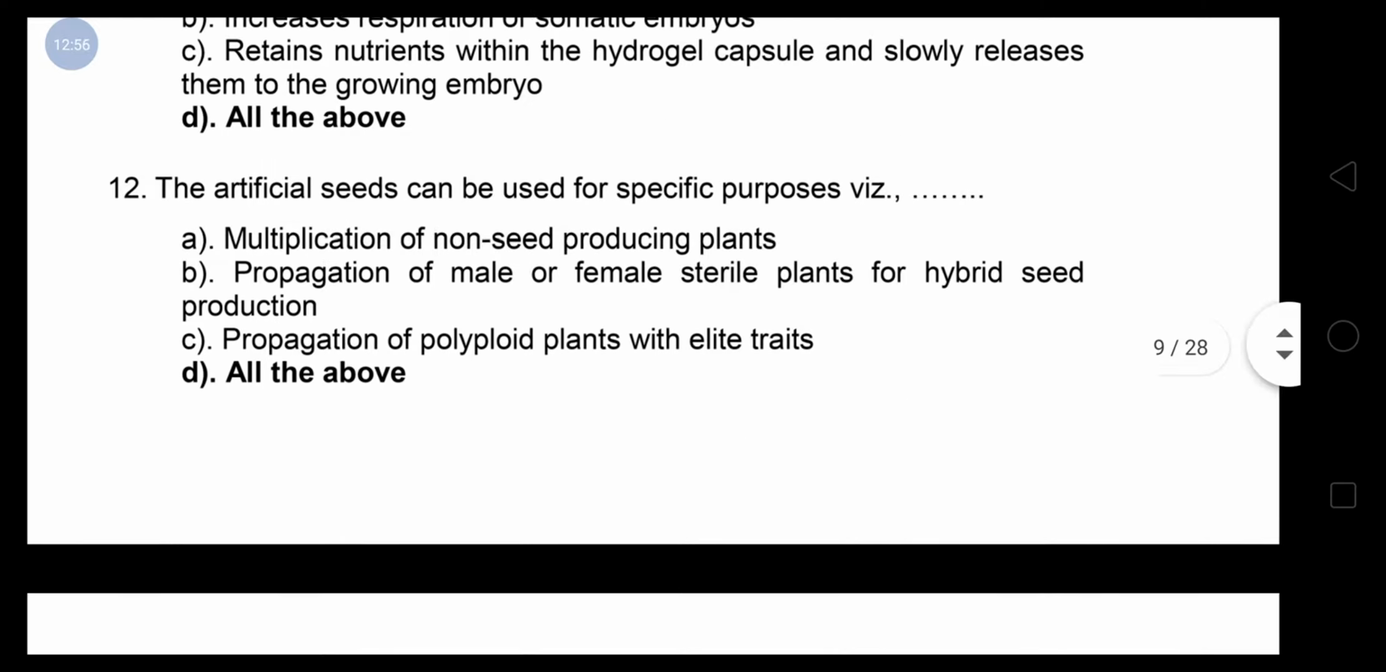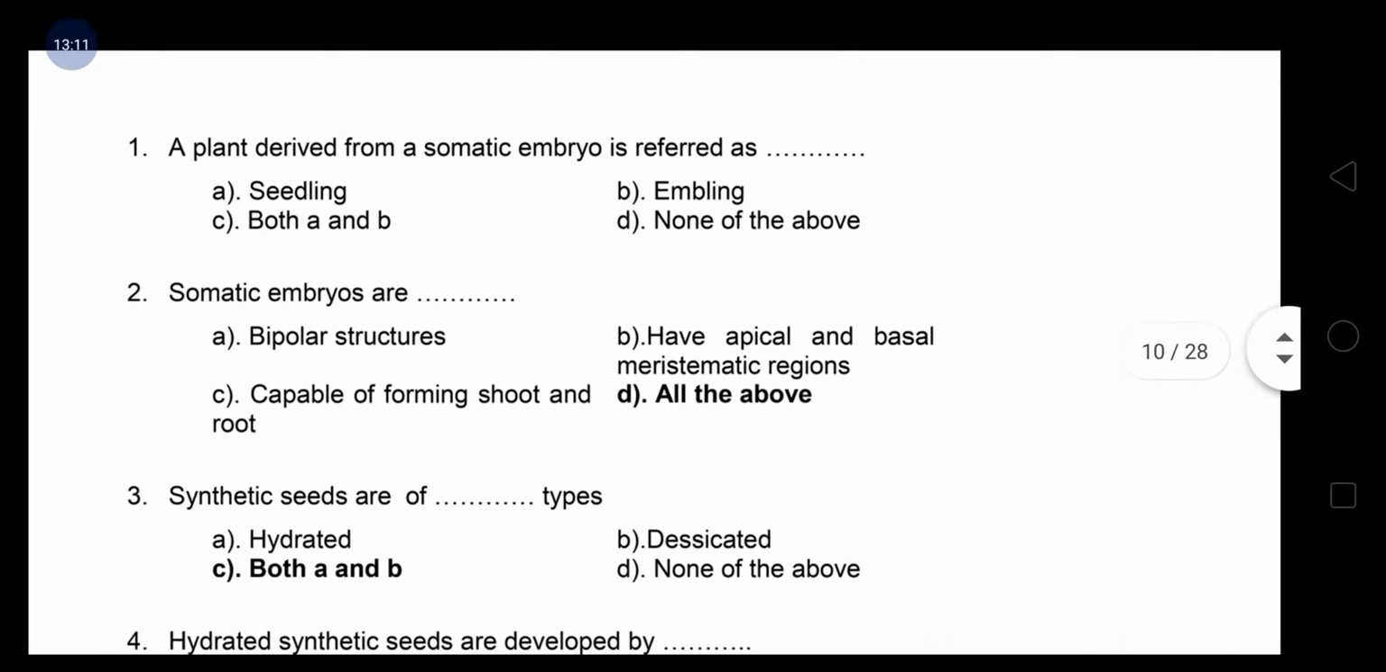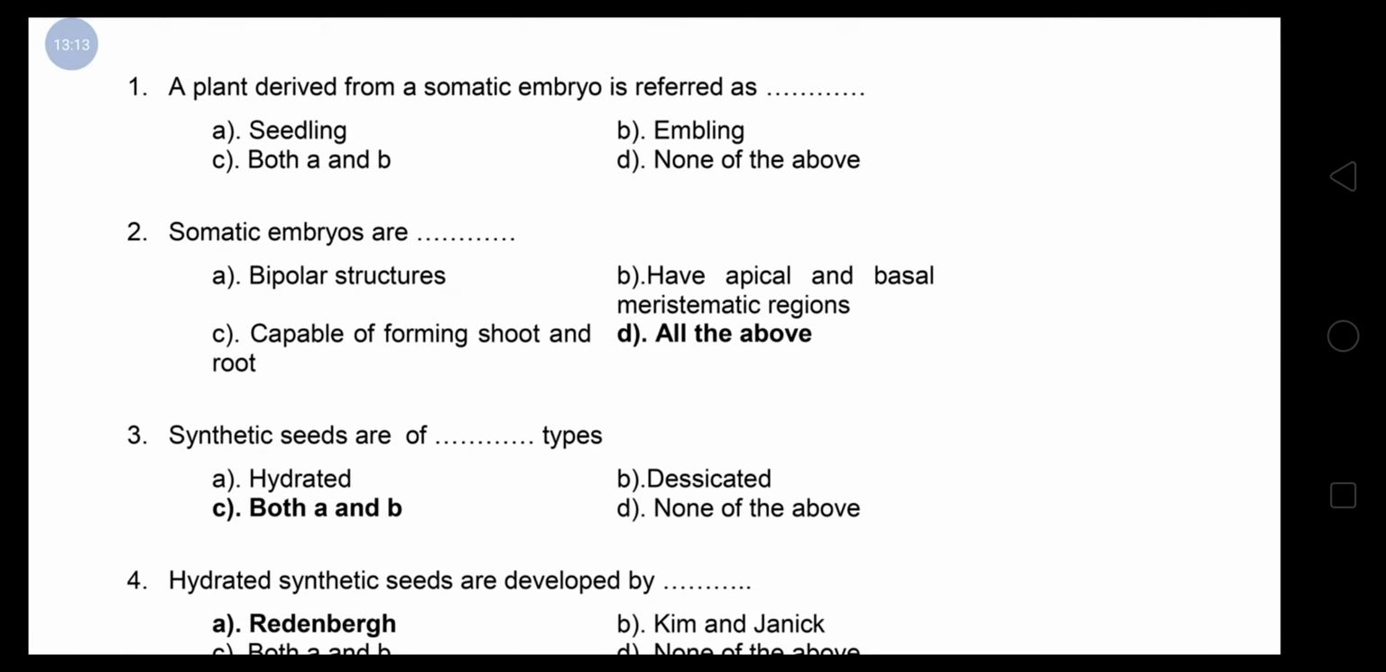Artificial seeds can be used for specific purposes like multiplication of non-seed-producing plants, propagation of male and female sterile plants for hybrid seed production, and propagation of polyploid plants with allied traits. A plant derived from a somatic embryo is referred to as an embling. Somatic embryos are bipolar structures, have apical and basal meristematic regions, and are capable of forming shoots and roots.